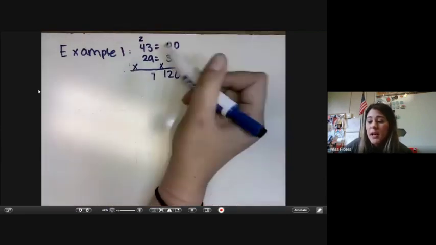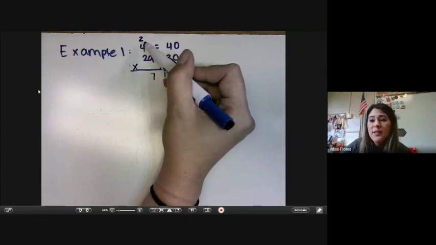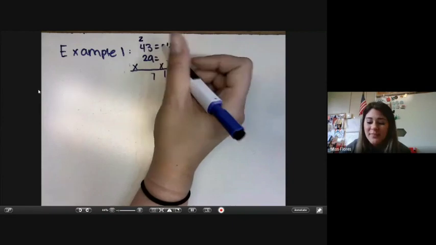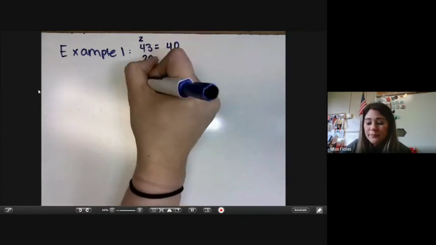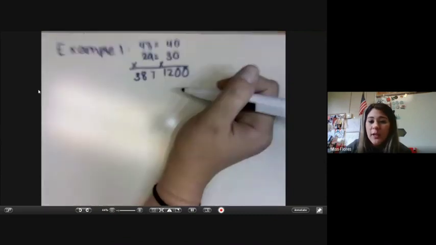Now we multiply 9 times 4. Again, counting by 9s, 9, 18, 27, 36, plus 2, 38. Okay, now since I have a whiteboard, I'm just going to erase this little 2 right here.